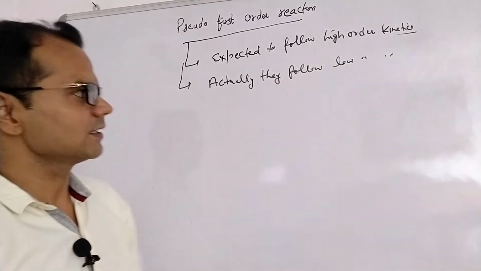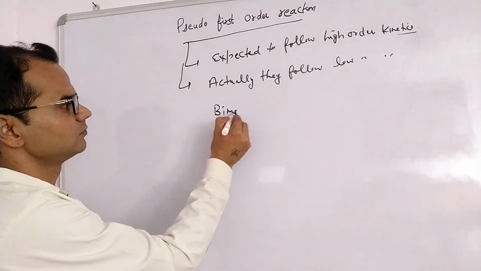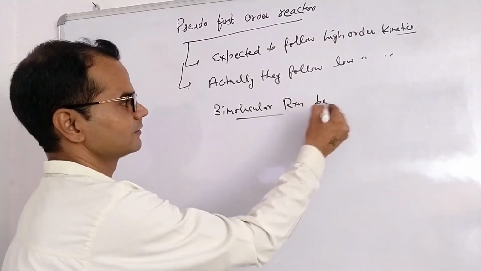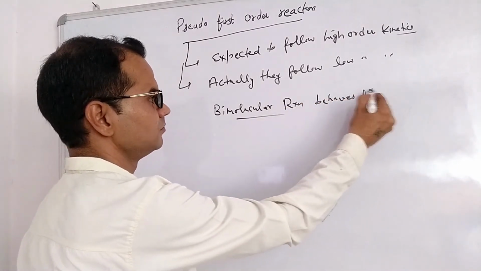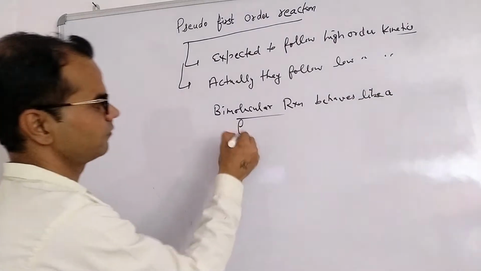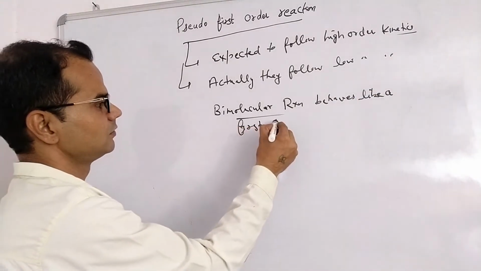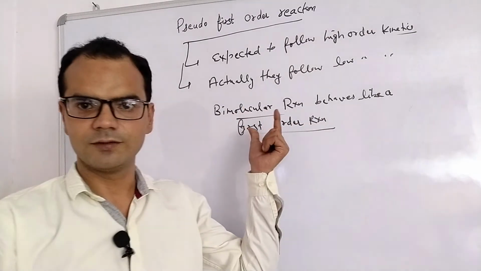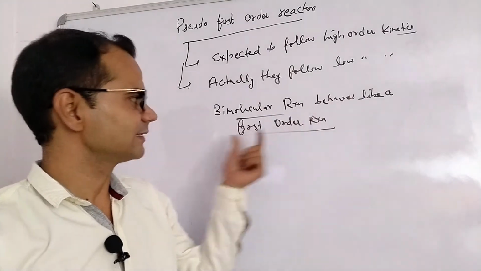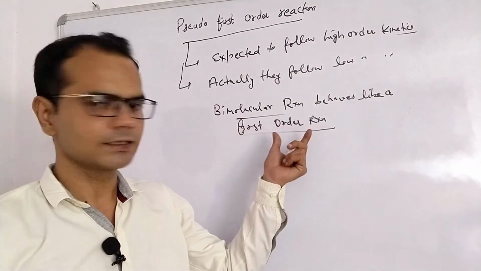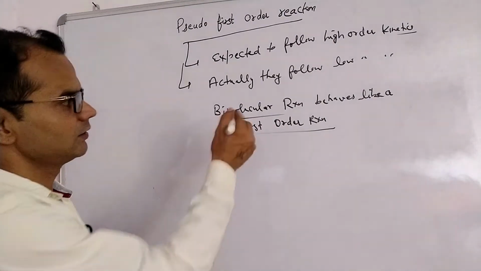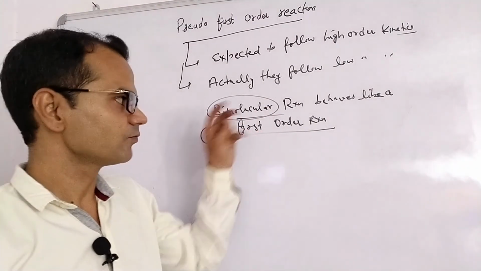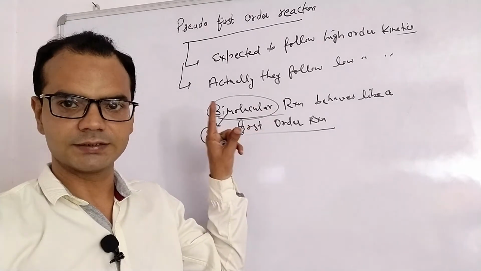In other words, we can say a bimolecular reaction behaves like a first order reaction. Means two molecules are involved, but the rate of reaction is dependent on one molecule only, one concentration term.